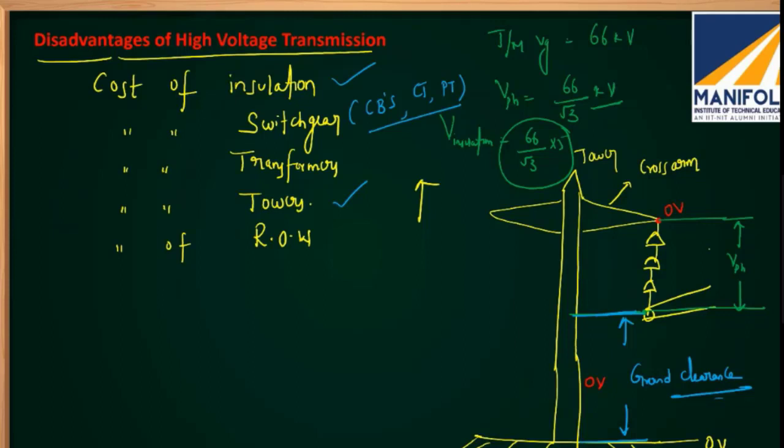So in order to step up these small voltages to very high voltages, we require high voltage transformers. And even to step down from very high voltages to intermediate voltages, the cost of transformers will also increase. Okay, so the fourth is right of way. Why?